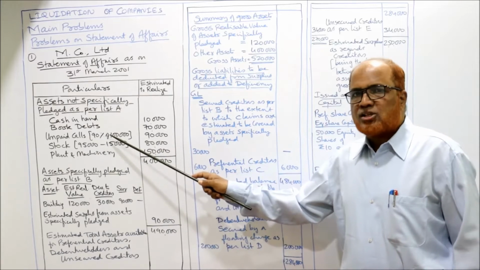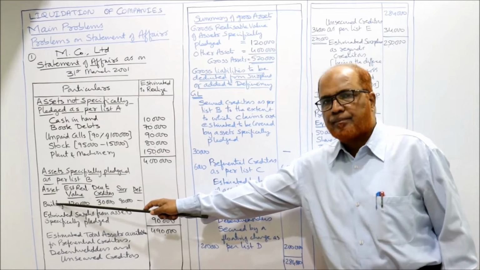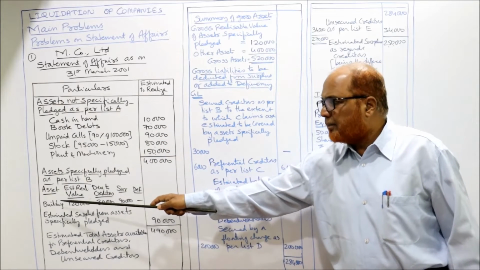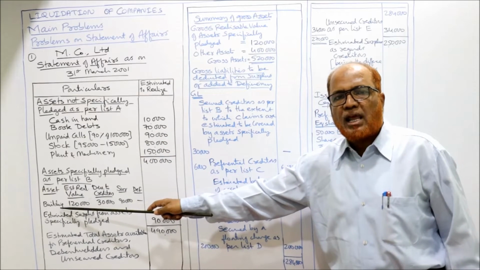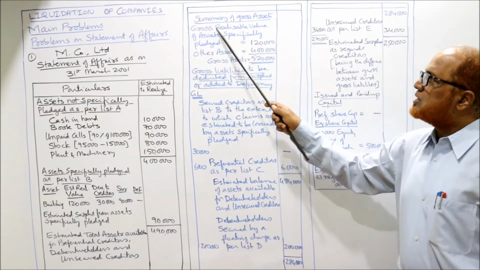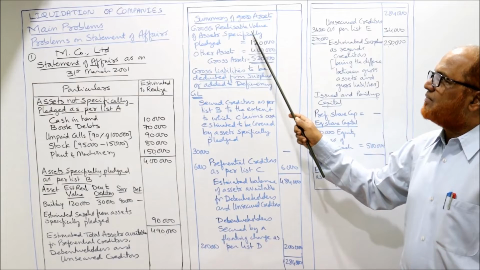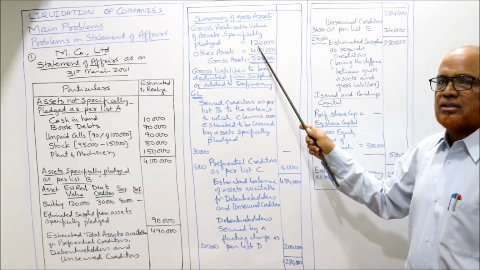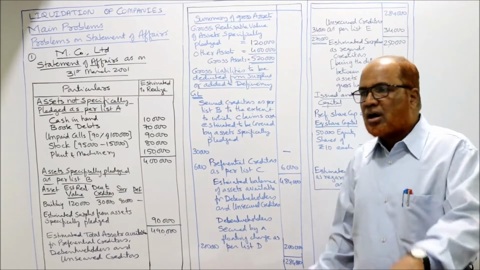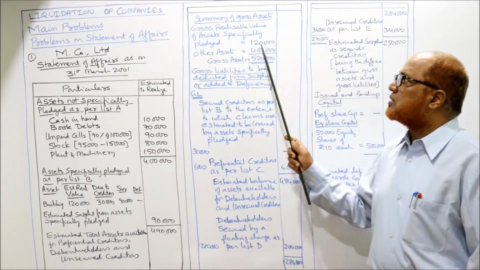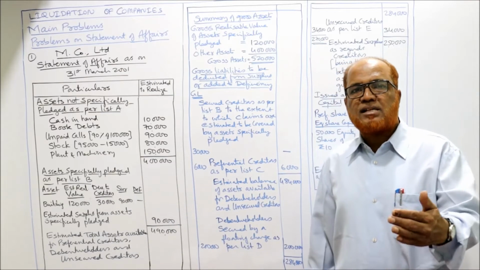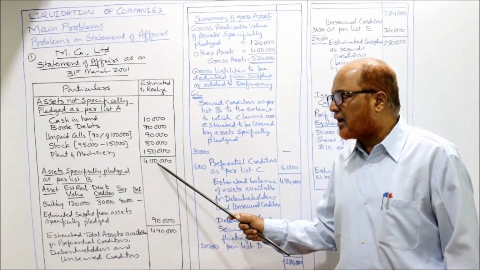ये assets में एक asset छोटा हुआ है. कौन सा asset है? Building है. Building को छोड़कर all other assets we have taken here. And the building. What is the gross realizable value of building? 1,20,000. The gross realizable value of assets specifically pledged is 1,20,000. जो asset specifically pledge कर दिए उसका gross realizable value 1,20,000. And other assets, building को छोड़कर other assets का gross realizable value 4 lakh.